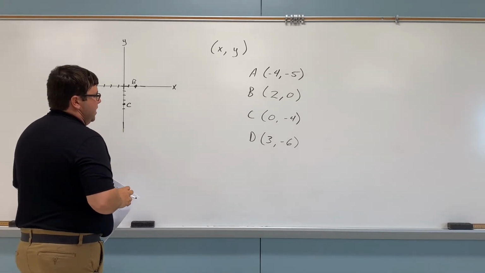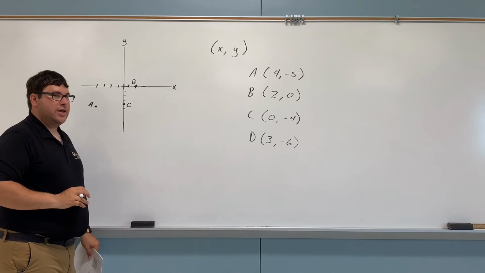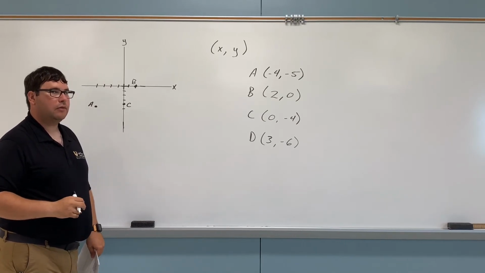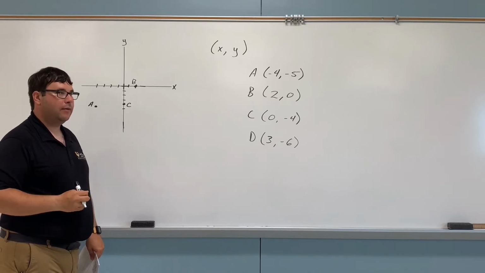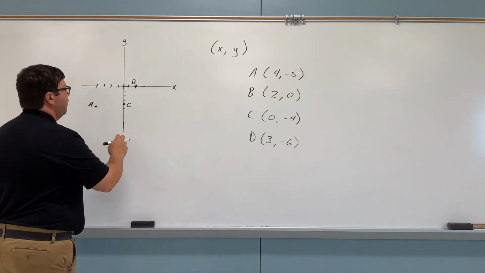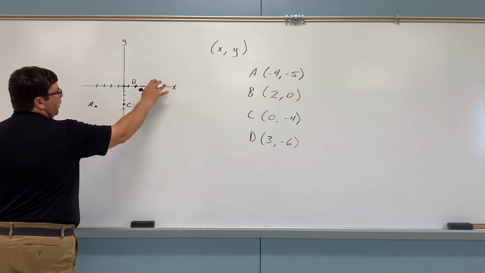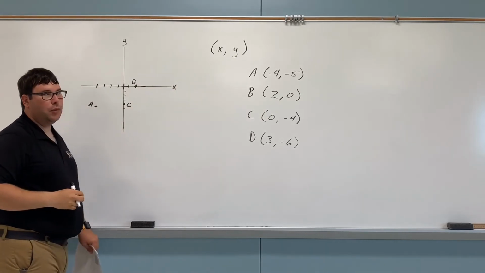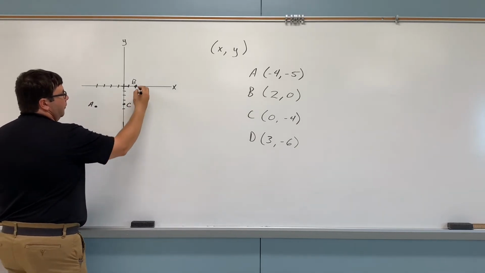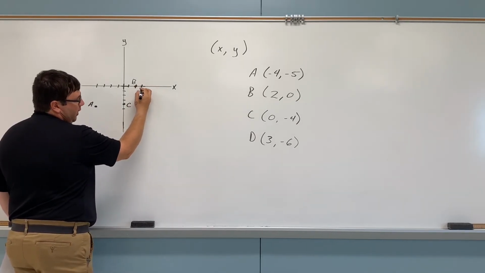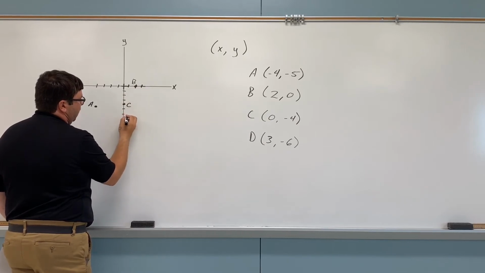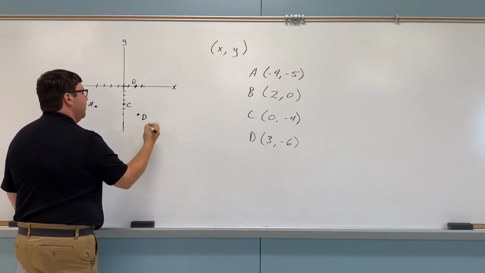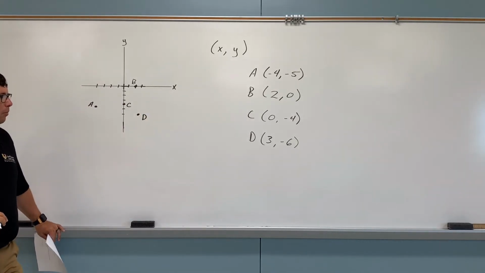For point D, what quadrant would point D reside in? You have a positive x, you have a negative y. So that would mean that you're looking at positive x's, negative y's. You're right here in quadrant 4. So positive 3 would mean we're here, and negative 6 would bring us down. We had to add one more tick line. That would bring us down right there, and that would be our point D.